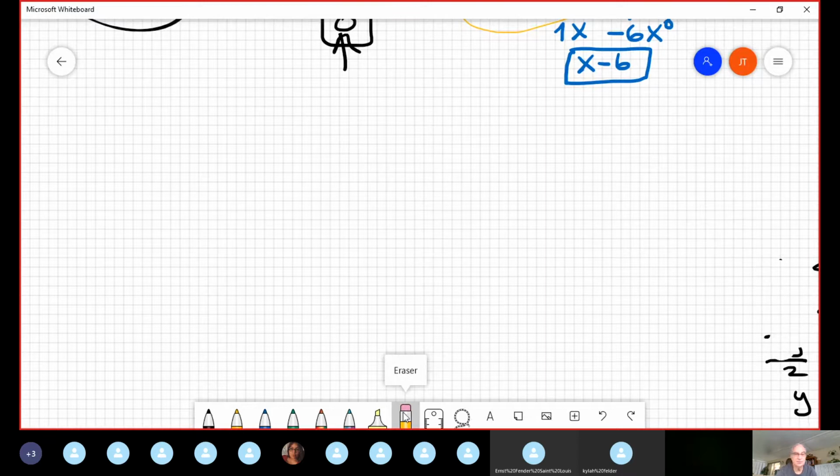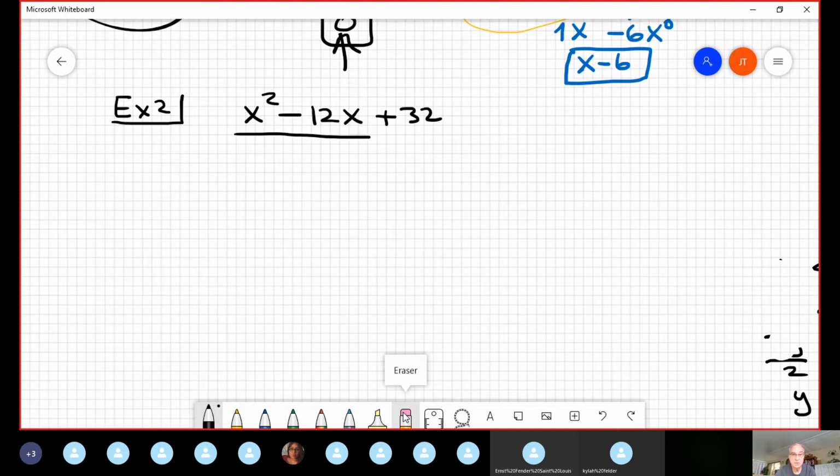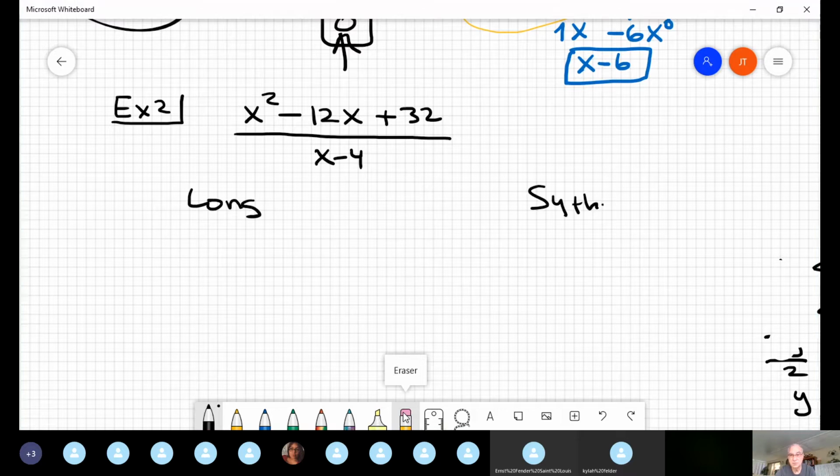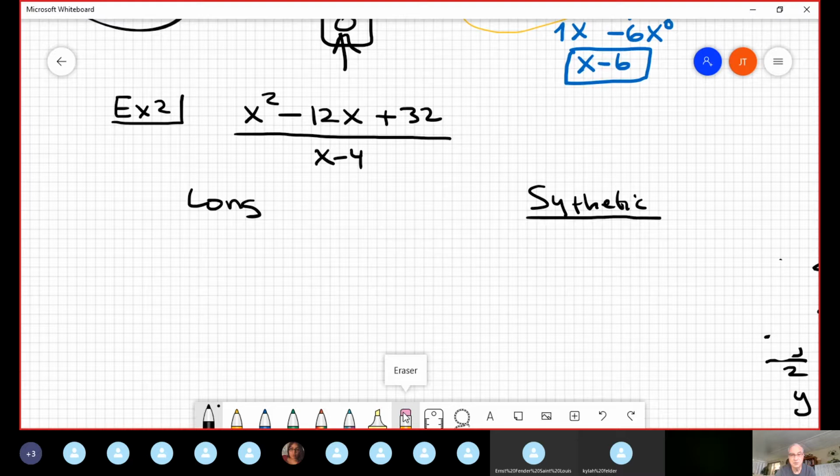Okay. Another example. Example 2, especially for you, is x squared minus 12x plus 32, division x minus 4. What do you prefer, long division or synthetic division? Come on, it's up to you. Can you do both? Okay, bueno. Why not? Good. Very good.